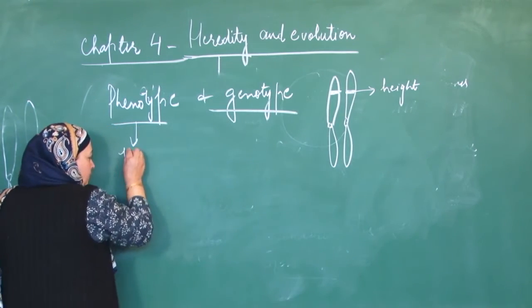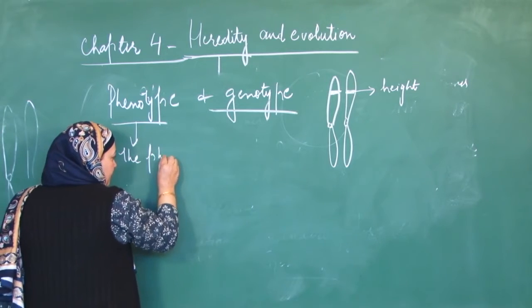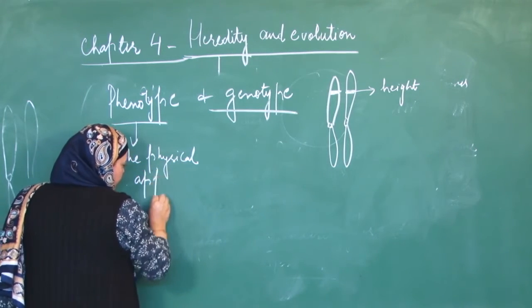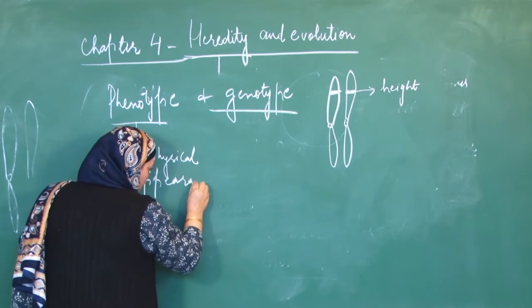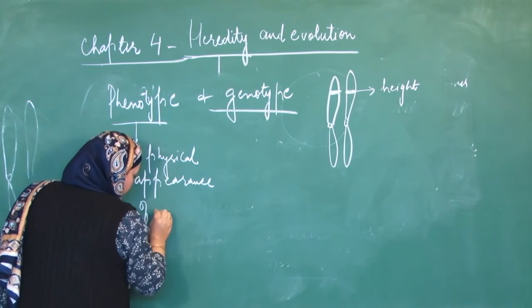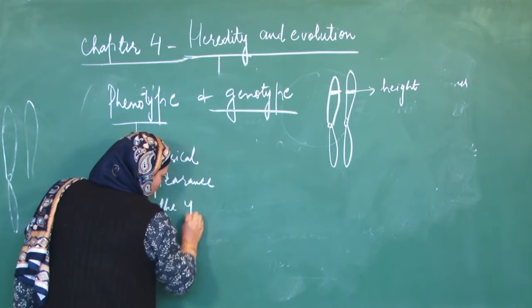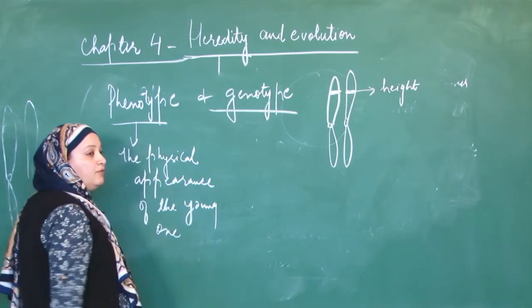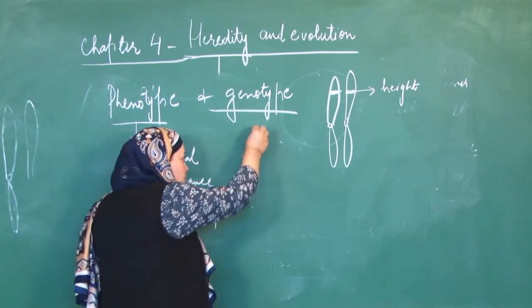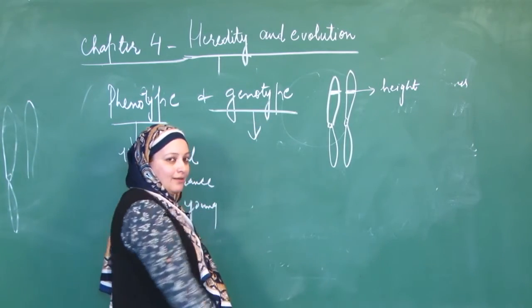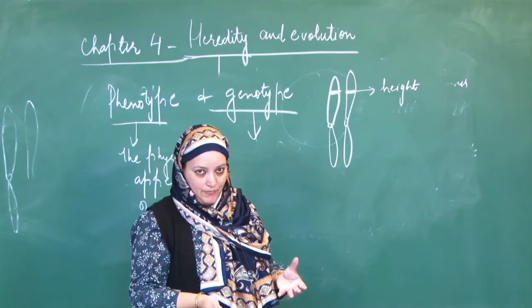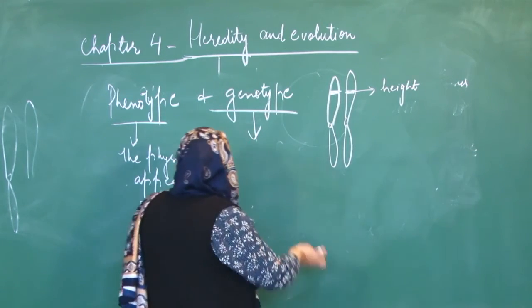The physical appearance of the young one is called its phenotype. What is a genotype? The genetic constitution of the young one.